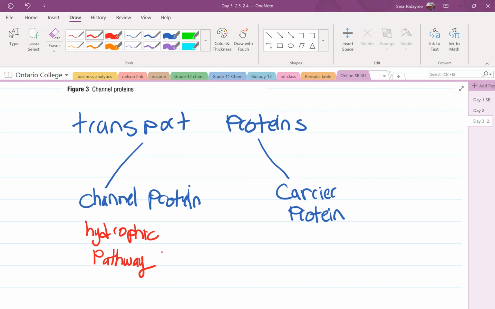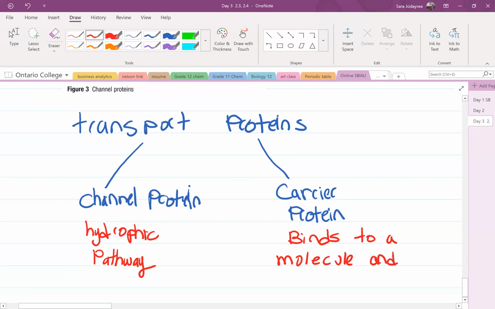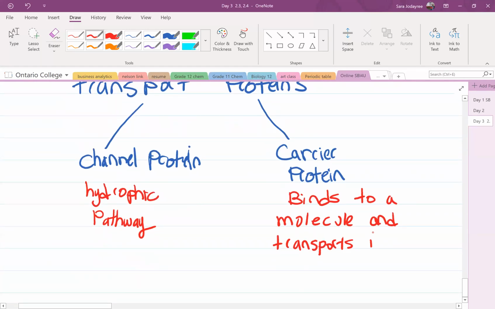So let's look into the carrier protein, and we will go on a break after this. A carrier protein is a protein that binds to a molecule and transports it across the lipid bilayer. So this binds to a molecule and transports it across the lipid bilayer.